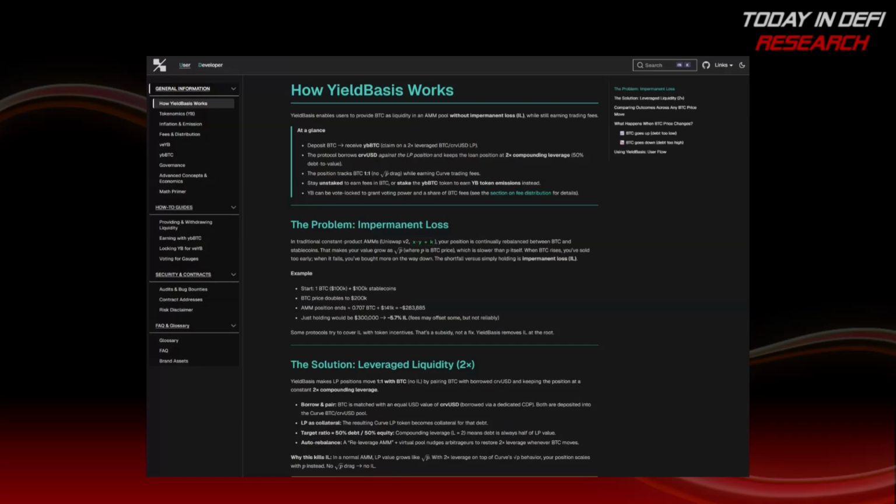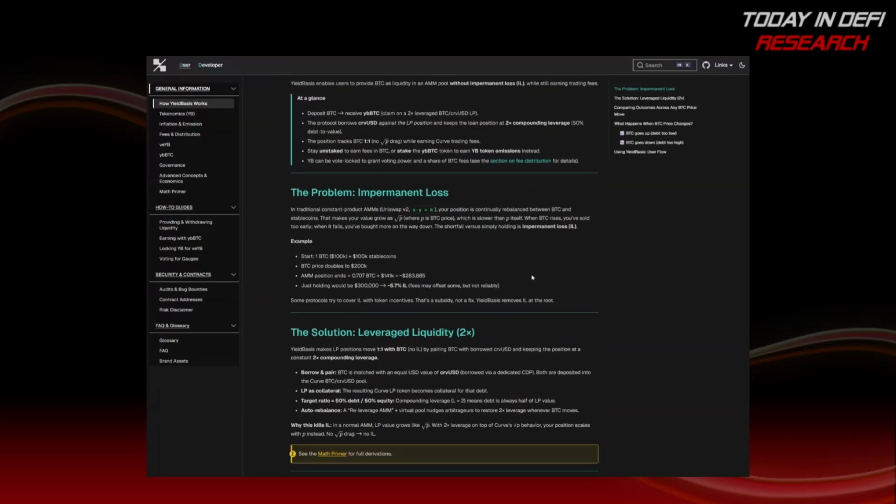For a little bit of context, YieldBasis is also built by the founder of crvUSD, which is one of the largest DeFi protocols right now. Later on, when we talk about the mechanism, we'll also see how the success of YieldBasis will help boost the TVL on Curve and also make the liquidity deeper for volatile pairs on Curve. In the doc, you can see that the problem it's trying to solve is impermanent loss.